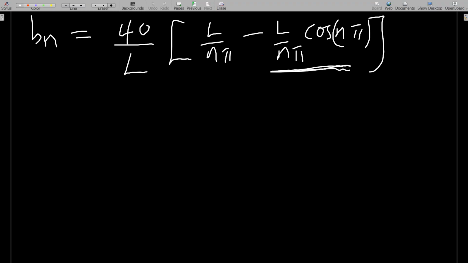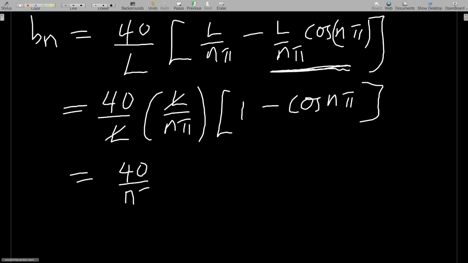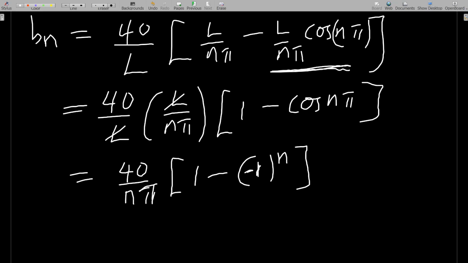But note that we said, let's factor L over n pi out, so we have 40 over L, then you factor L over n pi out, then you have 1 minus cos of n pi. This will take this out, and we have 40 over n pi into 1 minus cos of n pi, which is minus 1 to the power n. So you put this there, and this is our Bn, right?